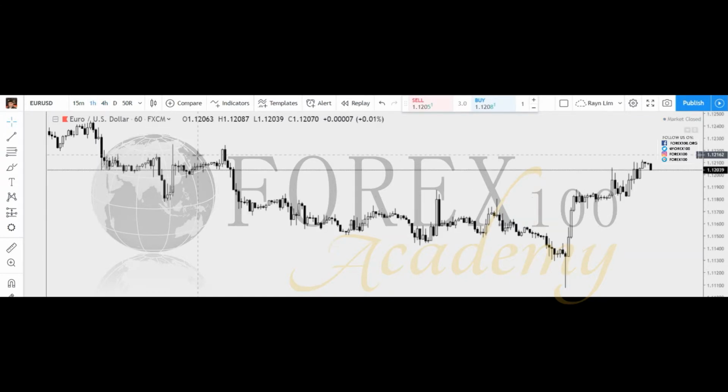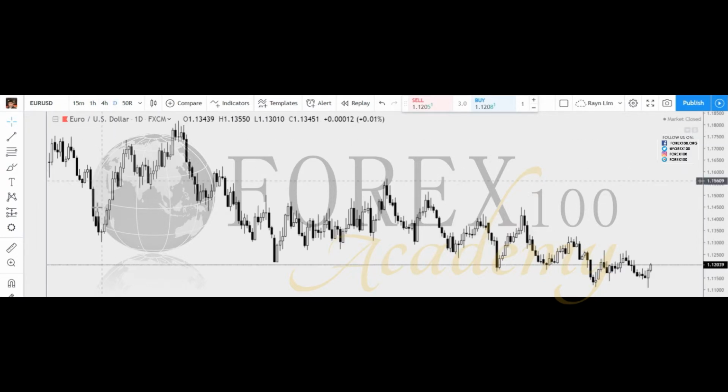On the 1-hour chart, nothing much for me. All right, the most you can do is wait for a pullback all the way back down to this area, or a lower level for a double bottom for a buying opportunity.